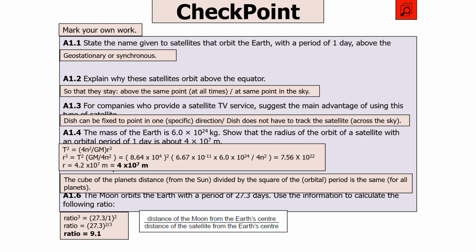Now again, we know the time it takes for the moon to orbit the Earth. We know it's 27.3 days. We can then work out how long it takes for the Earth to orbit again, to go around itself once, which is 1 day. So therefore we can go 27.3 over 1. Okay, that's all squared, so you can work through that ratio to be 9.1.